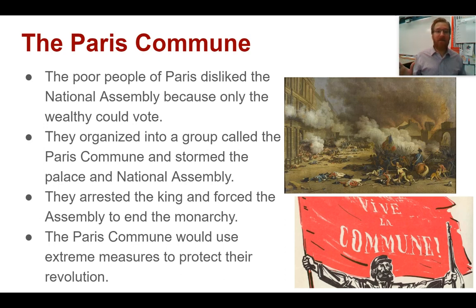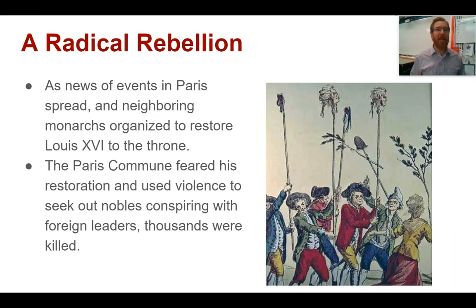And with the National Assembly and the king kind of at the beck and call of the Paris Commune, the assembly is forced to end the monarchy. No more constitutional monarchy, no more king. King Louis XVI isn't king anymore. He's just Louis. And the Paris Commune then used extreme measures to protect and safeguard this rebellion. It really turns into a radical rebellion.